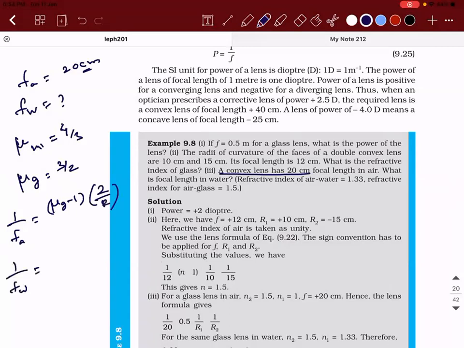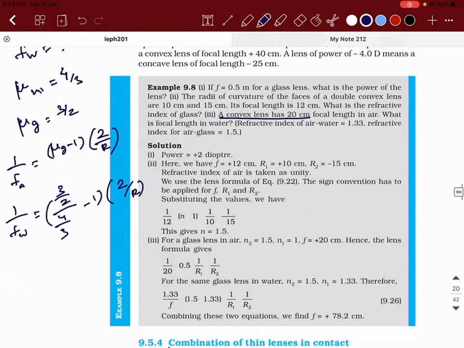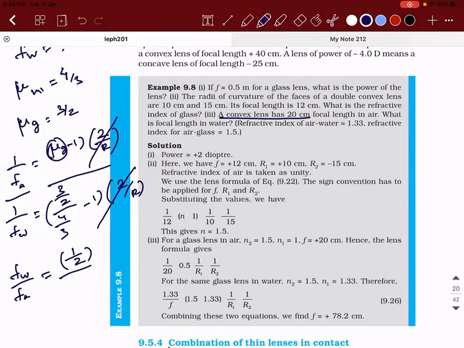1 by Fw is equal to (3 by 2 divided by 4 by 3, minus 1) into 2 divided by R. So when you divide both, Fw divided by Fa will be equal to mu g minus 1, that is 3 by 2 minus 1. When you divide both, 2 by R and 2 by R will get cancelled. Mu g minus 1 is half, divided by 9 by 8 minus 1. 9 by 8 minus 1 is 1 by 8.